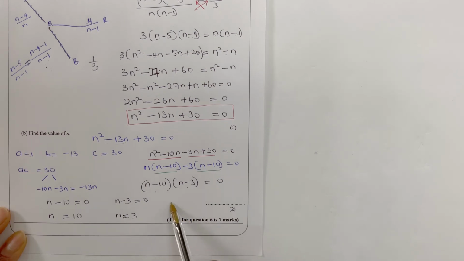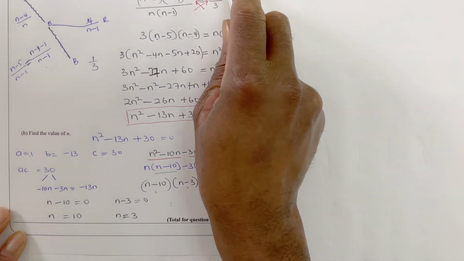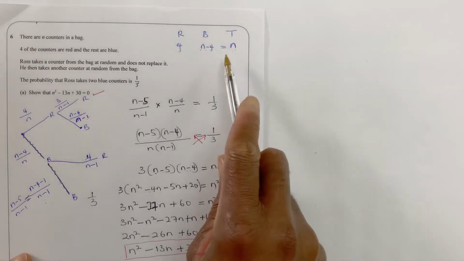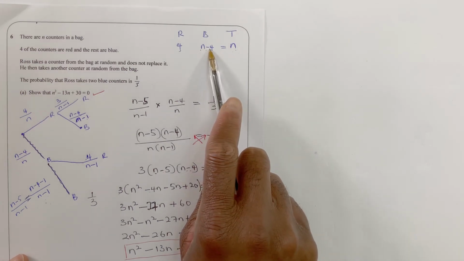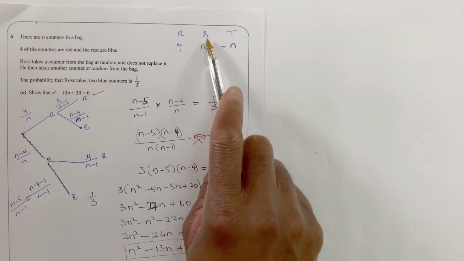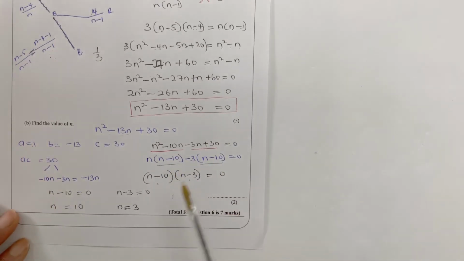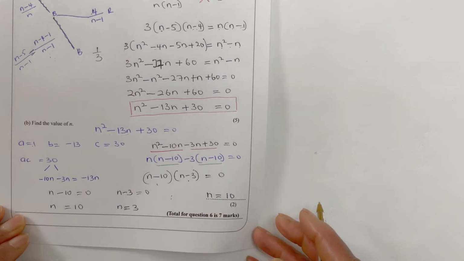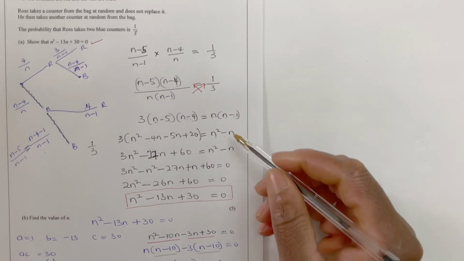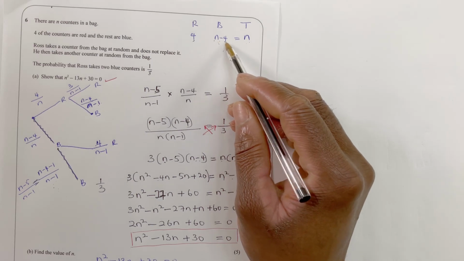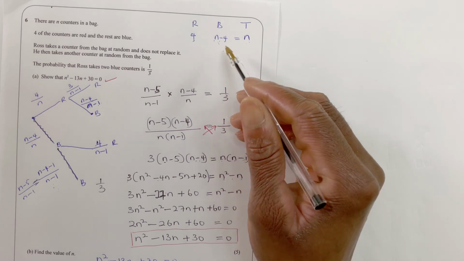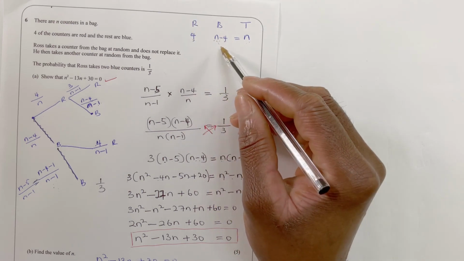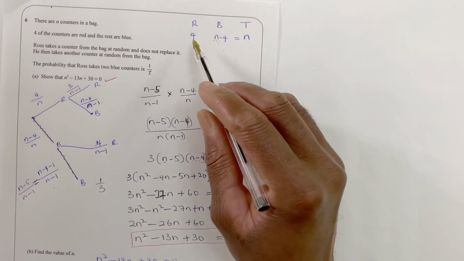So what are the values of n? n cannot be 3, because then the number of blue counters, n minus 4, would be minus 1, and that cannot be right because it cannot be negative. So n has to be 10. Therefore, n equals 10. You can see why you cannot put n equals 3 there: 3 minus 4 is minus 1. With n equals 10, 10 minus 4 is 6. That means when red is 4, blue is 6, and the total will be 10 because 4 plus 6 is 10.